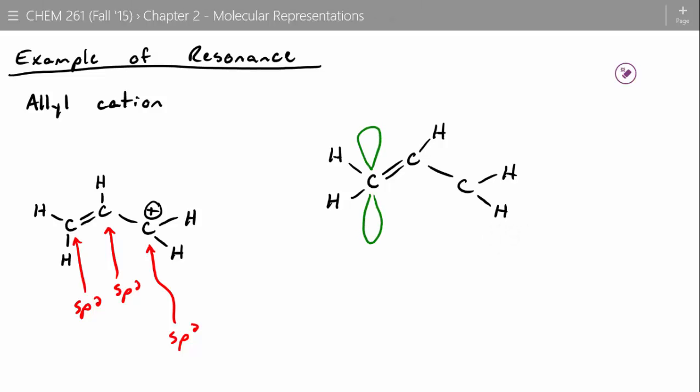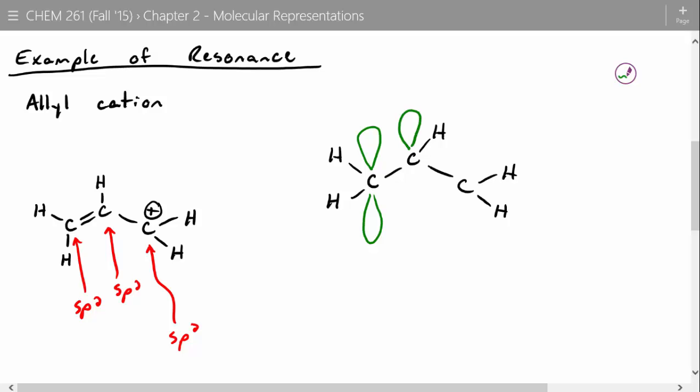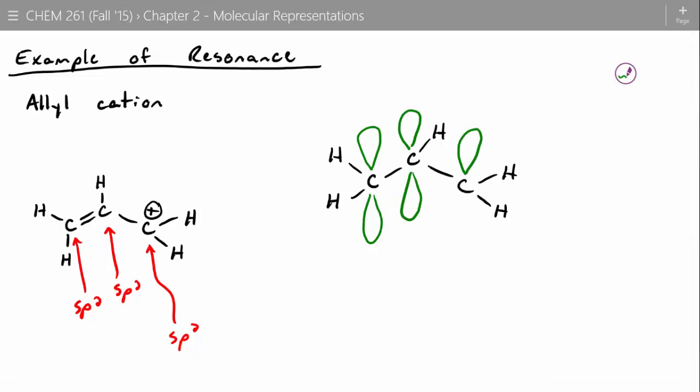Oop, sorry, this should be drawn as a single bond. I'm messing up your notes. There we go. So we've got all of these p orbitals. If we look at the p orbital over here, they're overlapping, forming this pi bond, right? And then the carbon on the right, what's in the p orbital? Yeah, trick question. Nothing. The p orbital is completely empty right now, so it's got a positive charge in there.